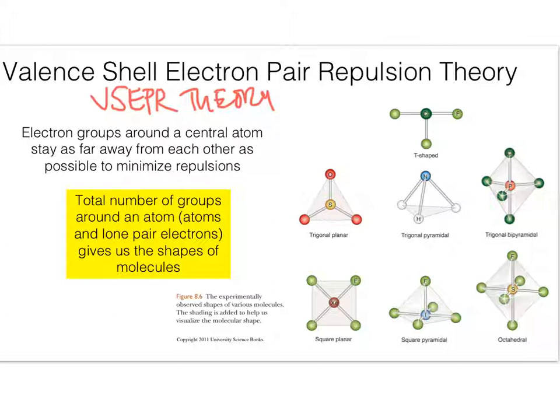So basically what you're going to do is take the total number of groups around an atom, so we're talking now about atoms or lone pair electrons, and we'll get to this in just a second, and we're going to try and put them as far apart as possible to give us the shape of the molecule, and that will give us an accurate representation of what this molecule is actually going to look like.